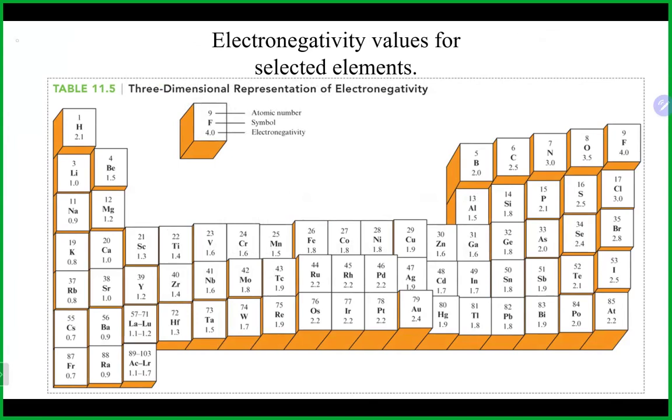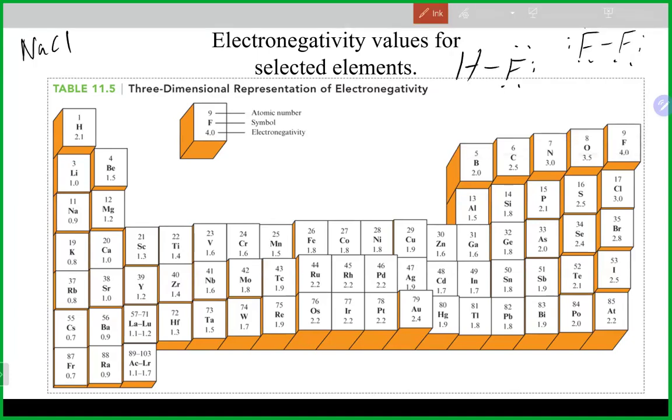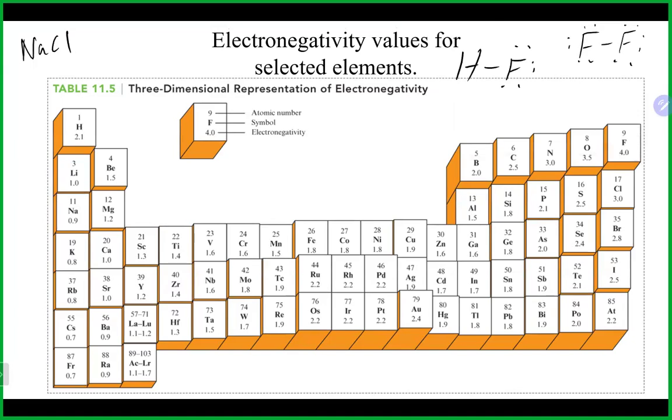So for example, we take some of the ones that we talked about earlier: NaCl, F2, and HF in this case. If we wanted to use this table, this is basically what we would do. We would find the two elements that are involved. We'll start over here with our fluorine. Fluorine has a value of 4, and this one also has a value of 4.